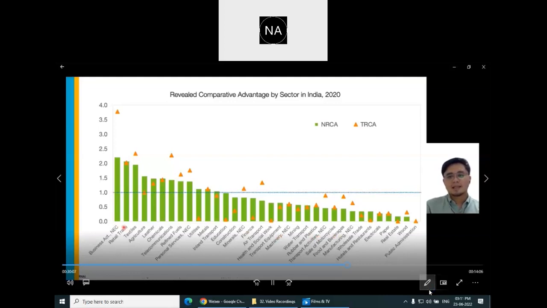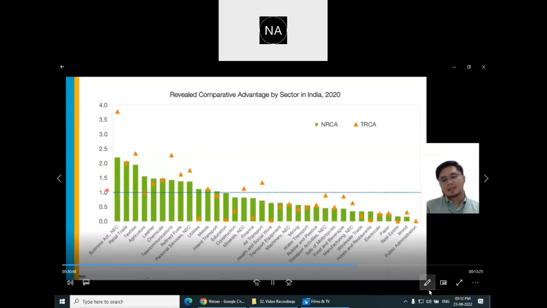Now, as expected, business activities not elsewhere classified yields the highest RCA using either of the two approaches, using gross exports or value added in calculating the revealed comparative advantage index. Now, this reflects the fact that India is known for its huge business process outsourcing industry. Now, it's also apparent that TRCA overstates India's competitiveness. A conceptually more precise measure is RCA based on value added, as shown by the green bars.